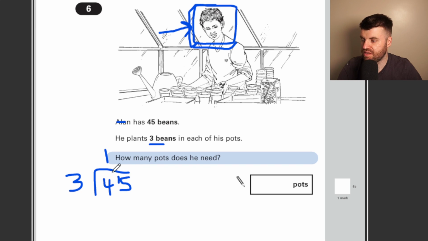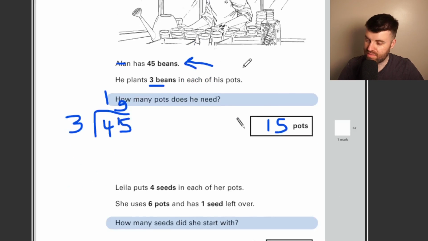Goes once with 1 left over. 3's into 15. Go 5 times. We need 15 pots. You can check this by doing the inverse. 15 times 3. You end up back at 45. Hayden, nice to see you, mate, but we're moving on.